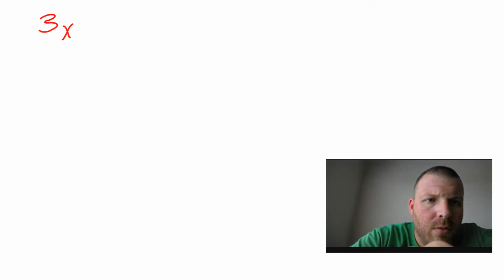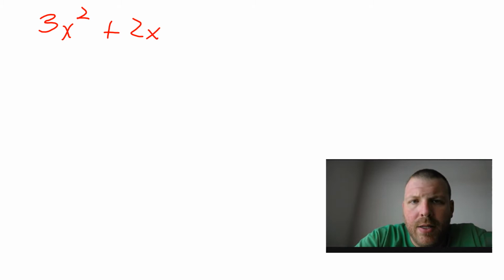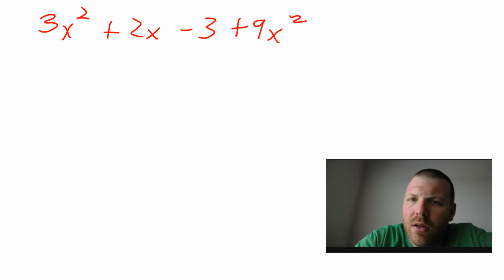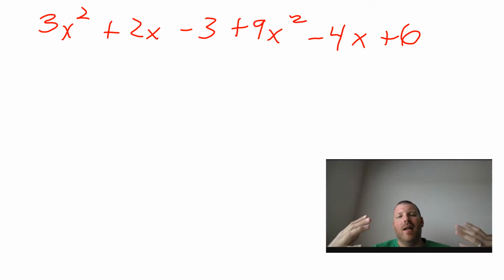We want to look at some adding and subtracting polynomial rules. Primarily, we're just looking at polynomials and trying to figure out the rules in which we add them and then subtract them. So let's do an example. 3x squared plus 2x minus 3 plus 9x squared minus 4x plus 6. Okay, basically I got a bunch of garbage, okay?